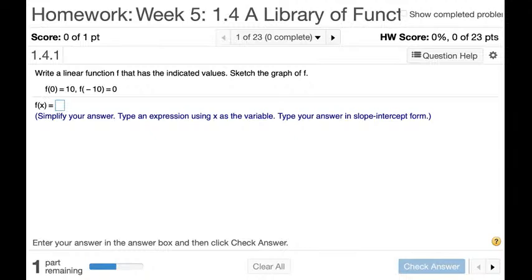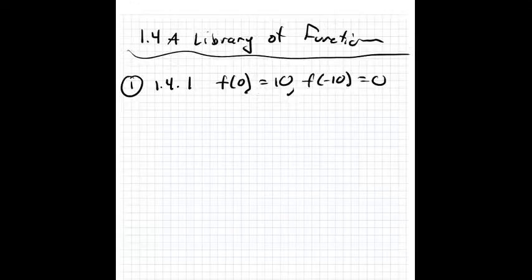This is question number 1 from the homework. It comes from section 1.4, and it's number 1 from the back of that section. Write a linear function. Let's write down what we're given first. We're given that f of 0 equals 10, and f of negative 10 equals 0, right? And we want a linear function. Okay, let's hop over to the tablet. I think if I go like this, it should update. There we go, that looks good.